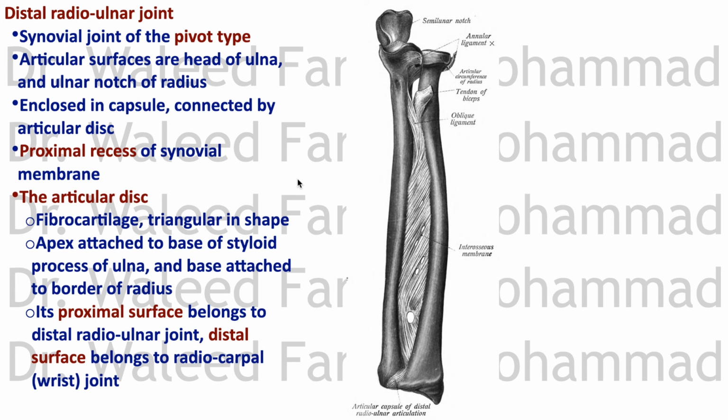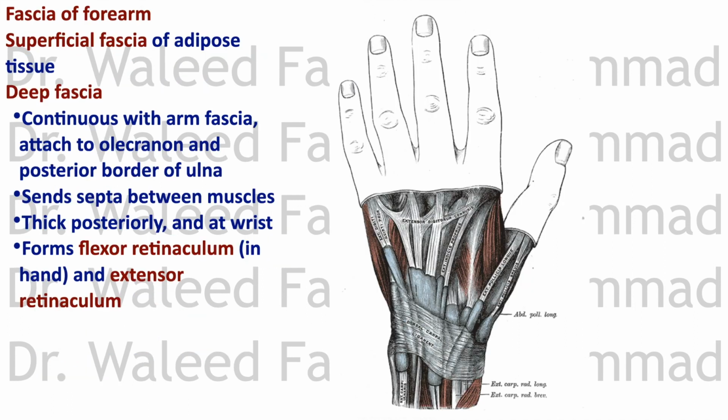and a proximal recess of synovial membrane extends upwards, or extends proximally. The articular disc is made of fibrocartilage, triangular in shape. It's from the styloid process of the ulna to the medial border of the distal end of the radius. And as I told you before, its proximal surface belongs to the distal radioulnar joint, and the distal surface belongs to the radiocarpal or wrist joint.